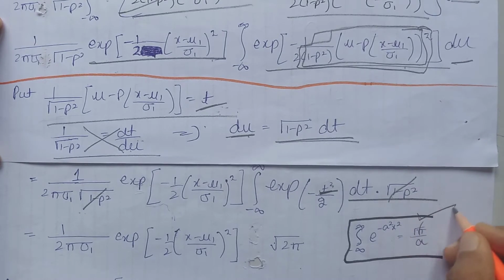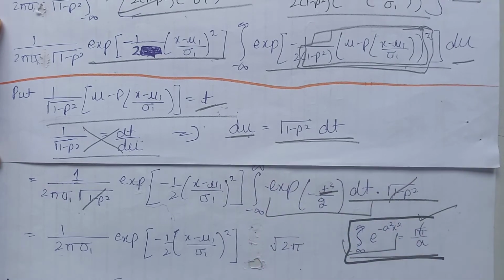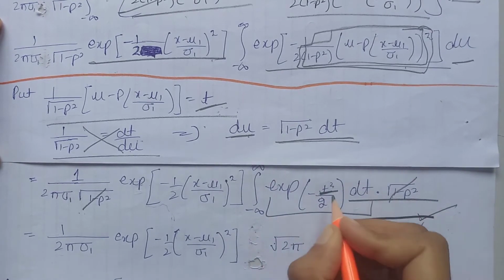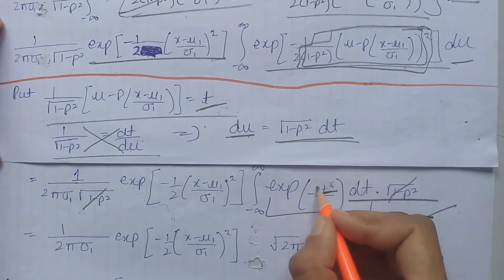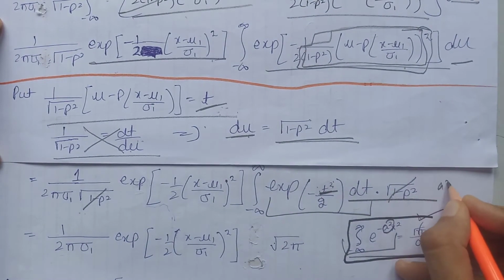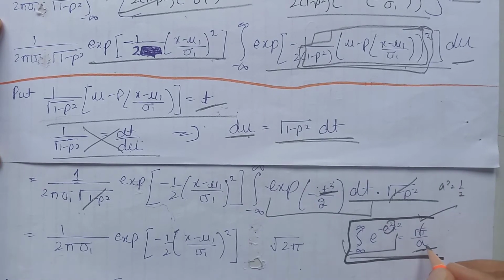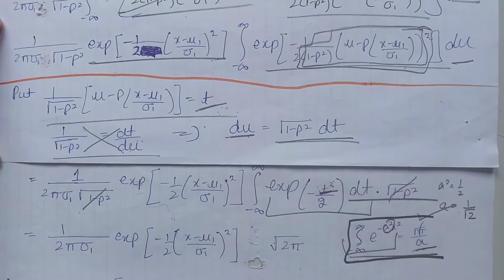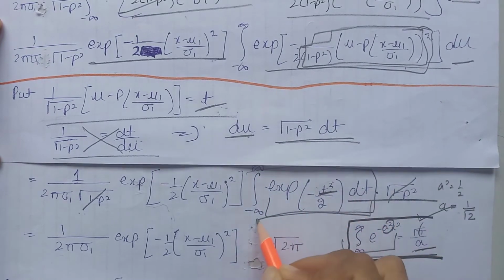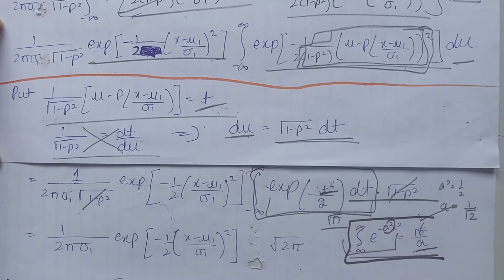Now we know this formula of the integration. If we compare this equation with this one, we get that in place of x we are writing t square, and in place of a square we are writing 1 by 2. That means a square is equal to 1 by 2. Now for the answer we want the value of a, so the value of a is equal to 1 divided by under root 2. So our value of this integral is equal to under root pi divided by a.